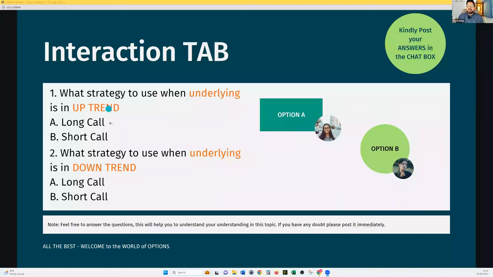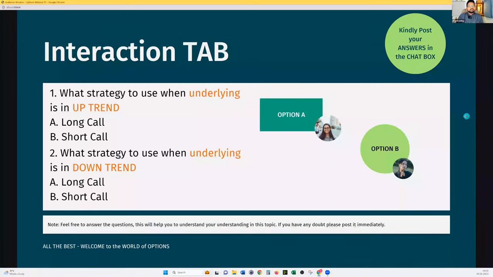So what strategy to use when the underlying is in an uptrend? It's very simple. It's going to be a long call. Now I see many people got the answer even for the second question. What strategy to use when the underlying is in a downtrend? It's very simple. You're going to short a call.